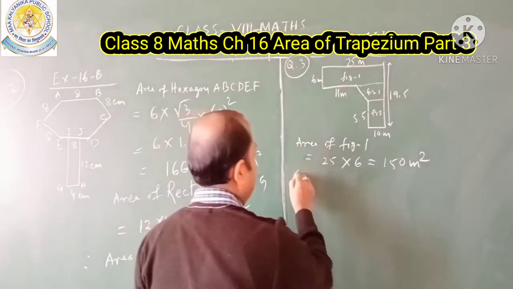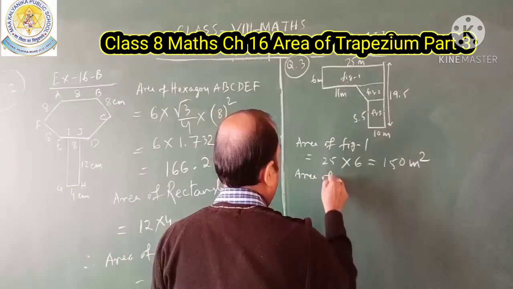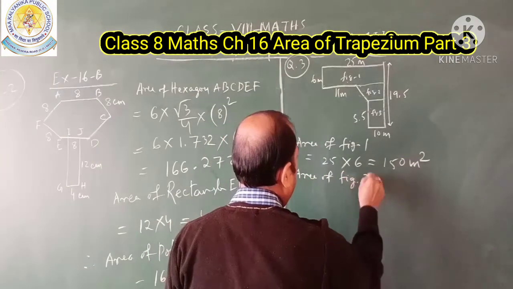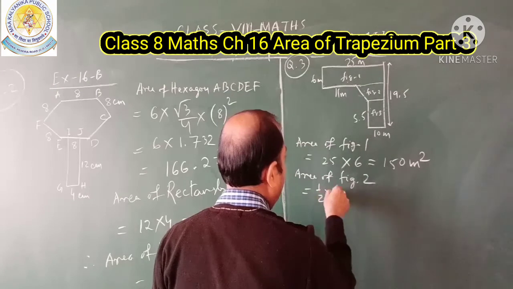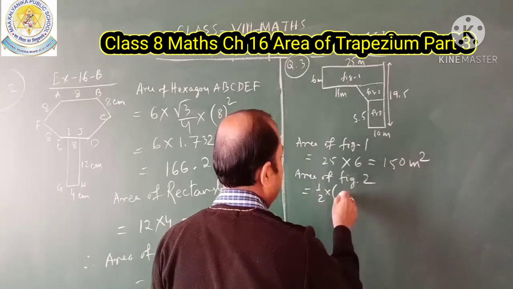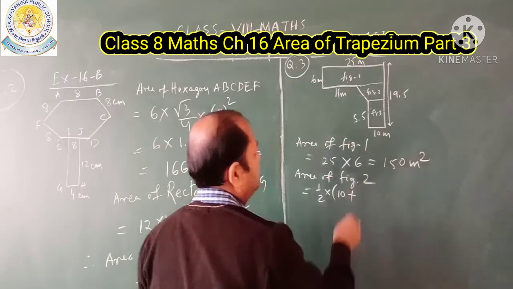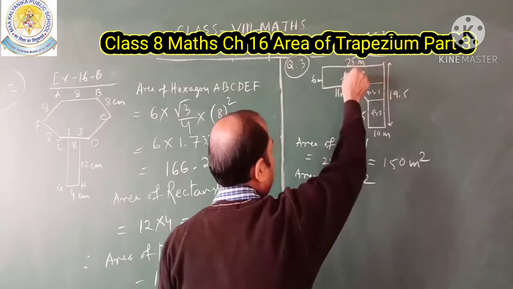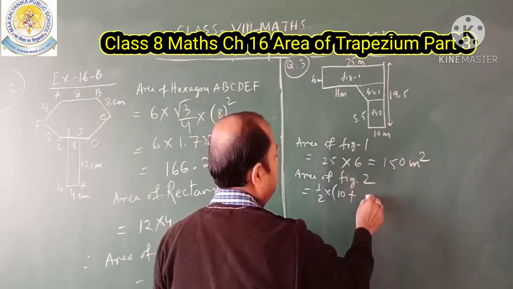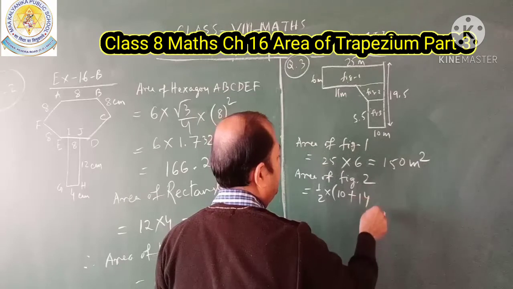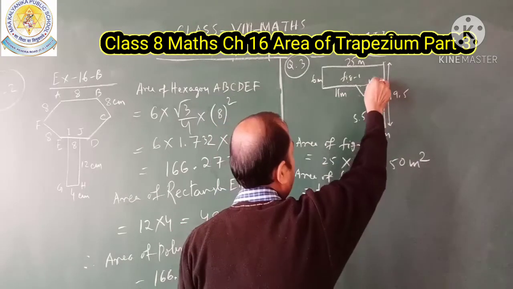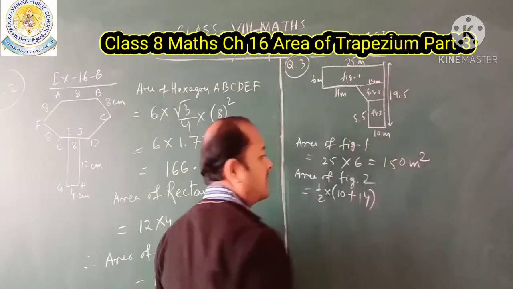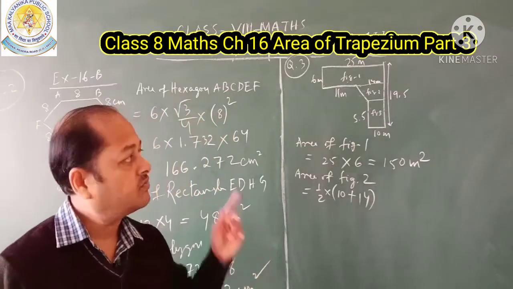Okay, so let's start. Area of figure 2 equals half into the sum of the parallel sides, that is 10 plus how much this part? 25 minus 11, how much? 5 minus 1 is 4, 2 minus 1 is 1. So 14. This other parallel side we got, that is 14 meter.